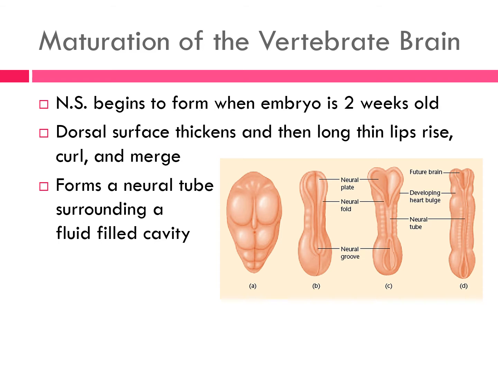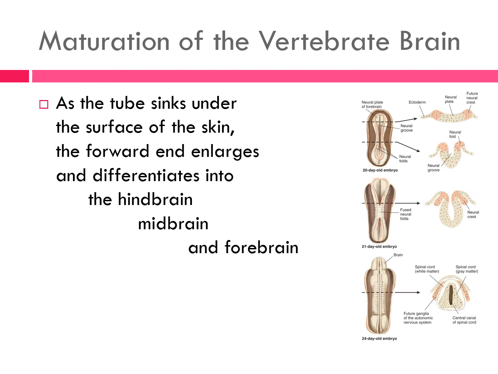And you can see at the top there, pointing to the future brain. So a great deal of this neural tube is going to become the spinal cord. And as the tube sinks under the surface of the skin, that forward end, that part that was pointing to before, future brain, is going to differentiate into the hindbrain, midbrain, and forebrain.